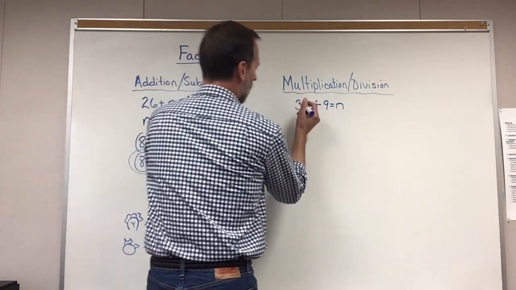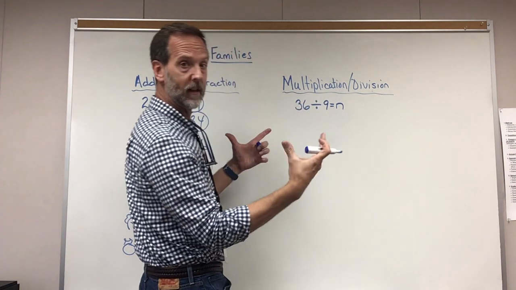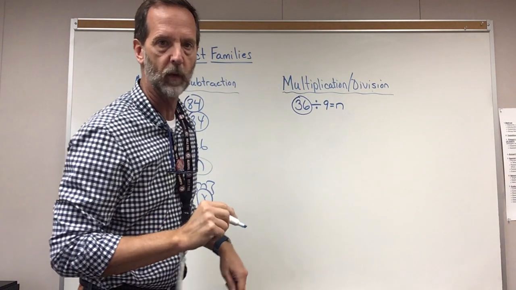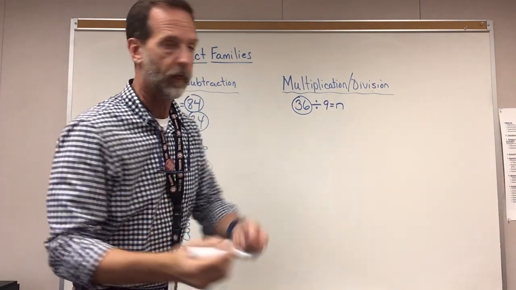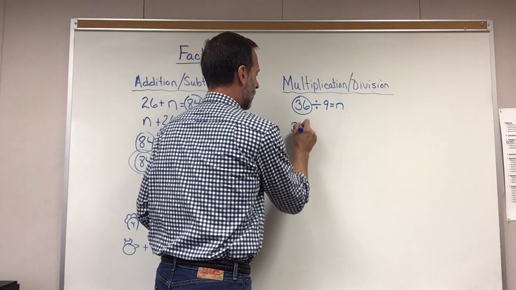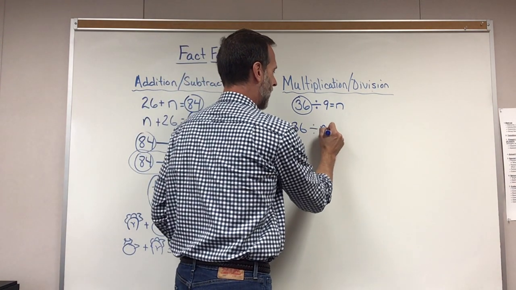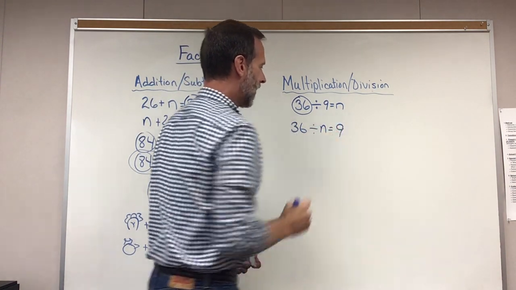Okay, so I know 36 is my big number. It's at the beginning of division. So I should be able to write one other division problem with this. Again, I've got to start with 36, right? 36 divided by, now I've got to switch the n and the 9, right? 36 divided by n equals 9.